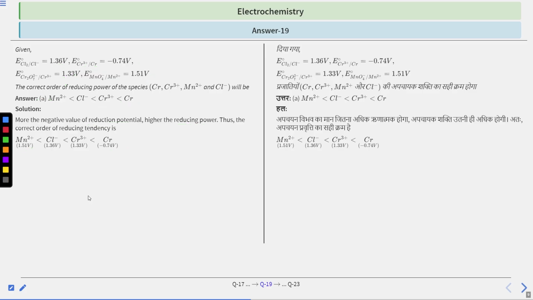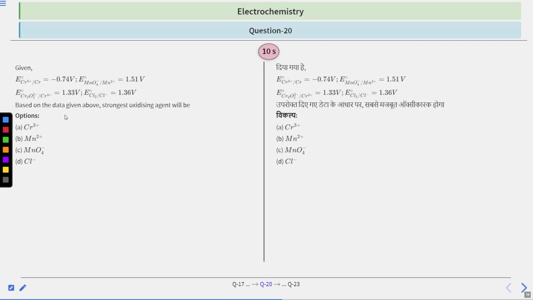Okay, now let's see the next question, question number 20. It is given that E naught for chromium is minus 0.74 volt. E naught for Mn2 positive is given as 1.51. E naught for chromium 3 positive is 1.33, and E naught for Cl negative is 1.36. Now, we are asked that based on the data given above, the strongest oxidizing agent will be.